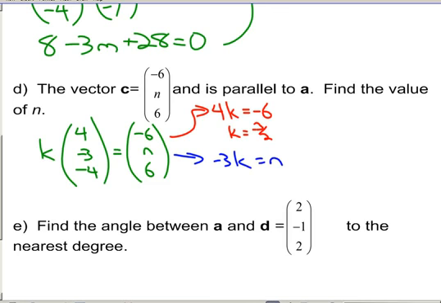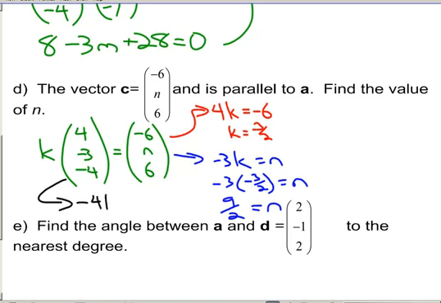The second row will give me negative 3k equals n. Oh, no problem. We can just substitute in for k. Negative 3 times negative 3 over 2 equals n, or n equals 9 over 2. Now you might say, well, was it necessary for us to use those specific 2 rows? No, it's not. If you had chosen to start with the third row of negative 4k equals 6, you also would have gotten k equals negative 3 over 2. You wouldn't have been able to start with the middle row though, because it would have had 2 variables in it.